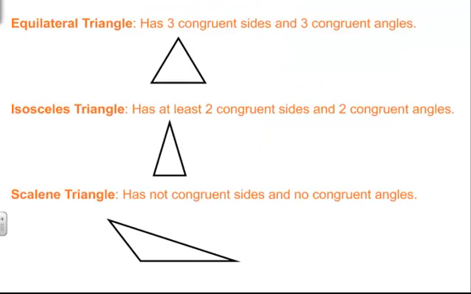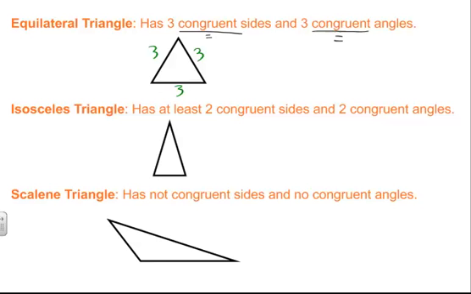So 3 more definitions. Equilateral triangle has 3 congruent sides and 3 congruent angles. Remember, congruent is the geometry term for equal. Okay? And it's important to say that it has 3 congruent sides and 3 congruent angles, because all these sides are the same. Like this is 3, 3, and 3. And then all these angles are exactly the same.